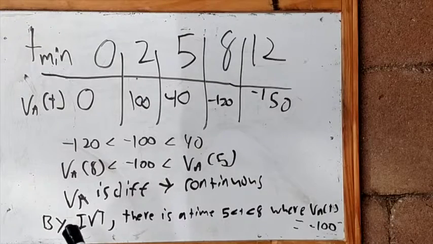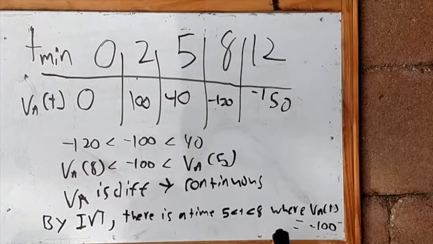Using the intermediate value theorem, which states that if a function is continuous and there are 2 points where the y values of those 2 points are, say, 4 and 8, there's some point between the two x coordinates that gives a value in between those two values. So the final thing you need to do is write a conclusion. You say by IVT, there's a time t, where 5 is less than t, which is less than 8, where VA of t is equal to negative 100.